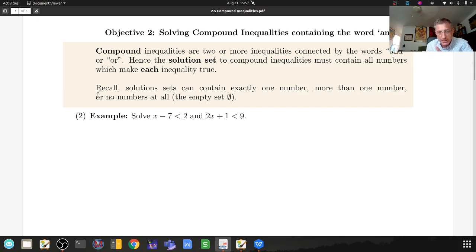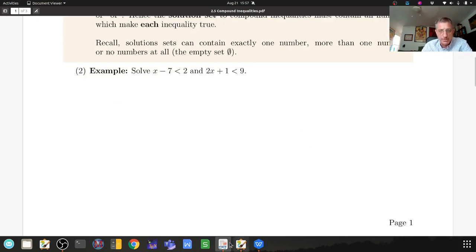And what makes each inequality true is going to depend upon whether we have "and" or "or". Recall, solution sets can contain exactly one number, more than one number, or no numbers at all, the empty set. So let's go ahead and look at how we're going to do this one.